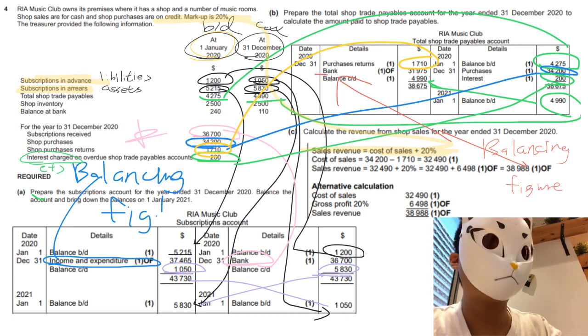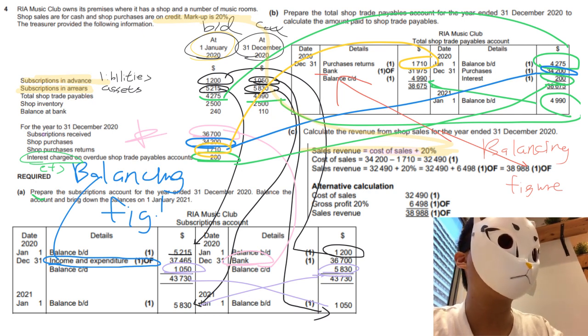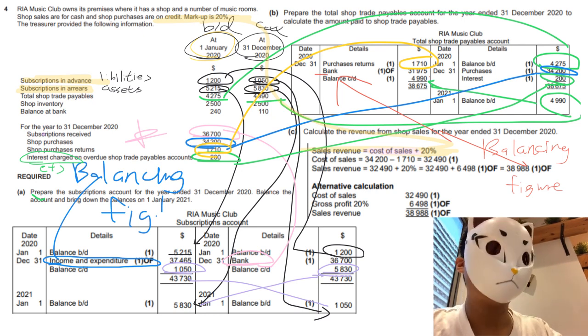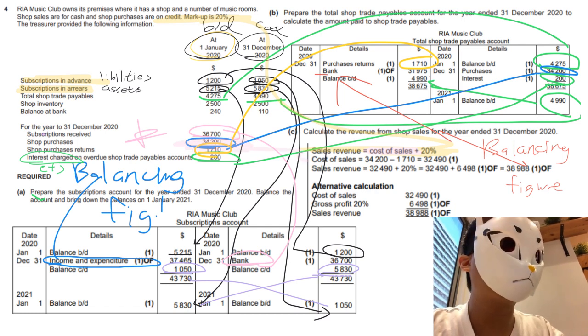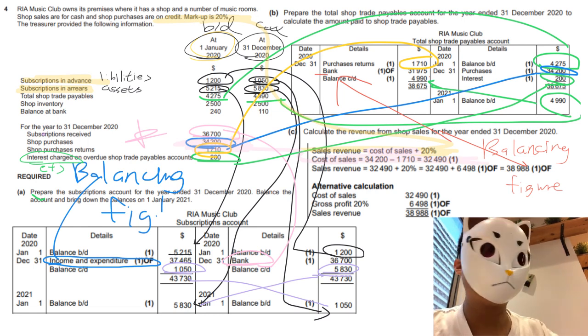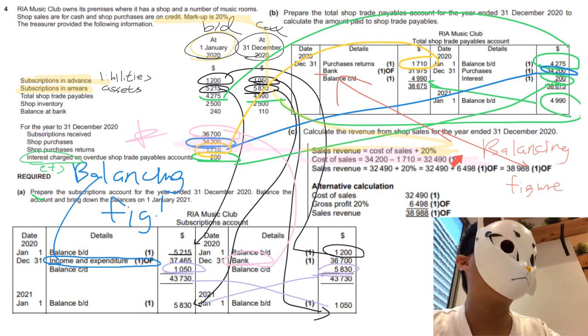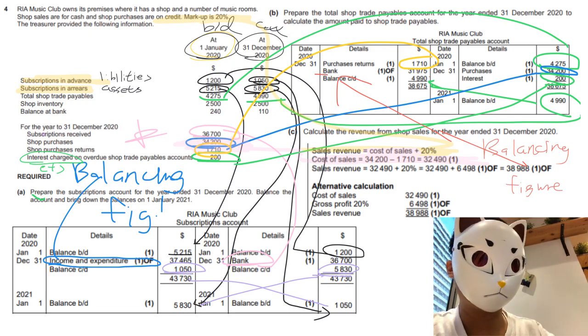So right now we have to figure out the amount of the cost of sales. So let's take a look. Here, there is 34200. 34200 minus 1710, and then we will have the net purchases. Then we can make use of this formula to compute the answer. So this is all for part C.